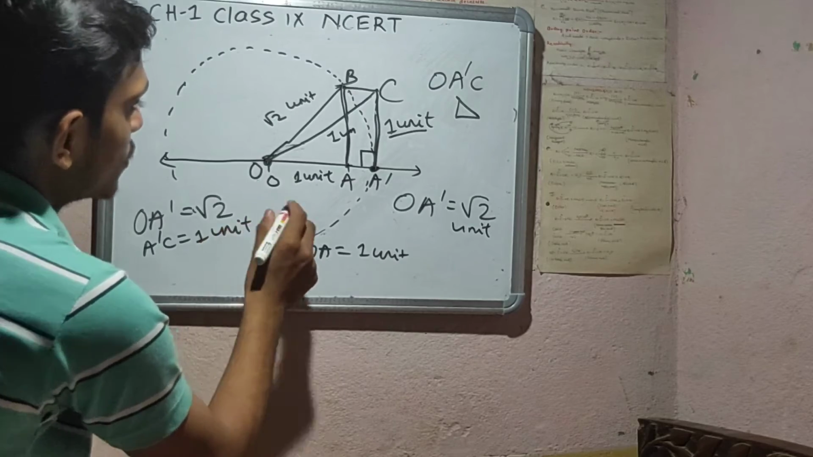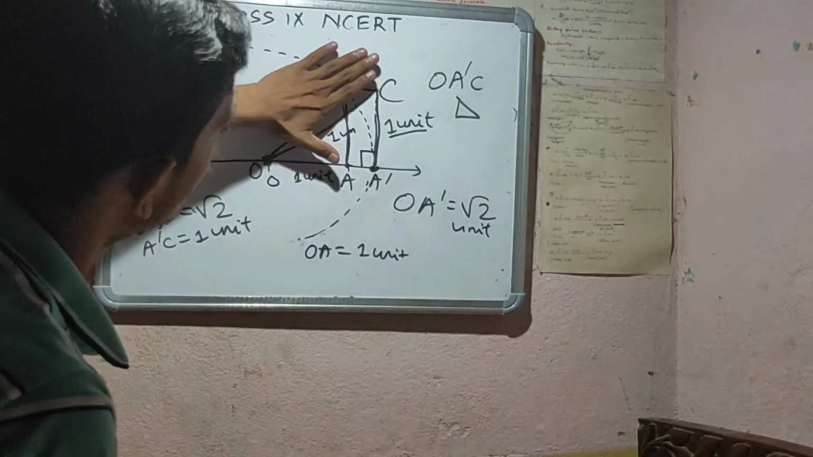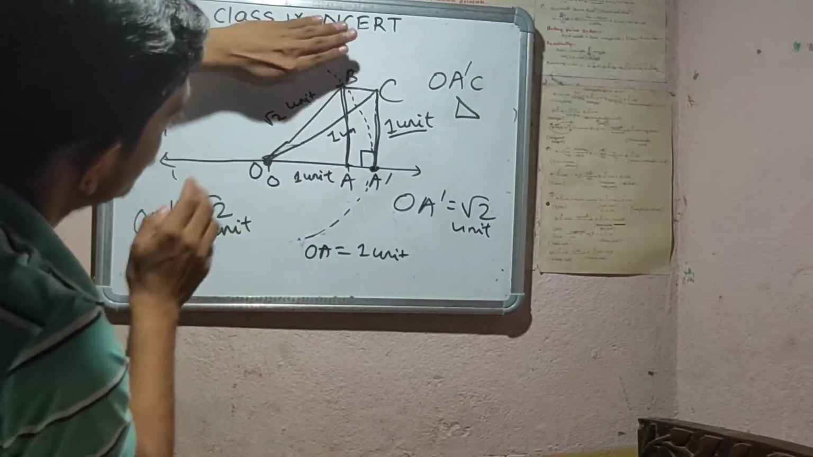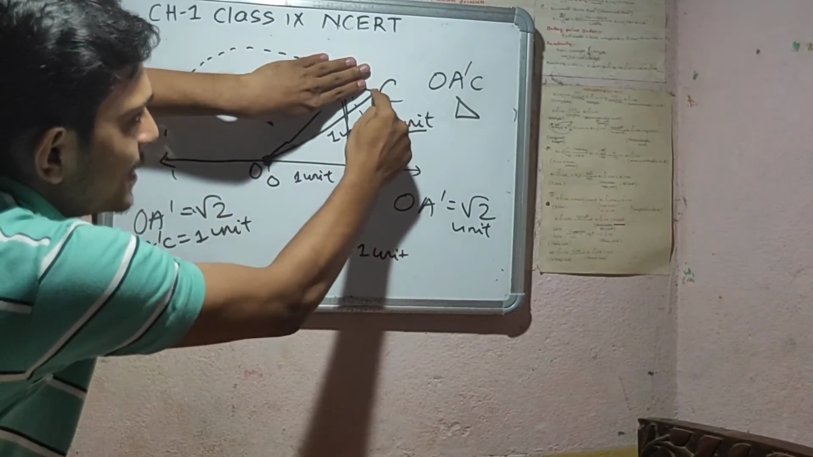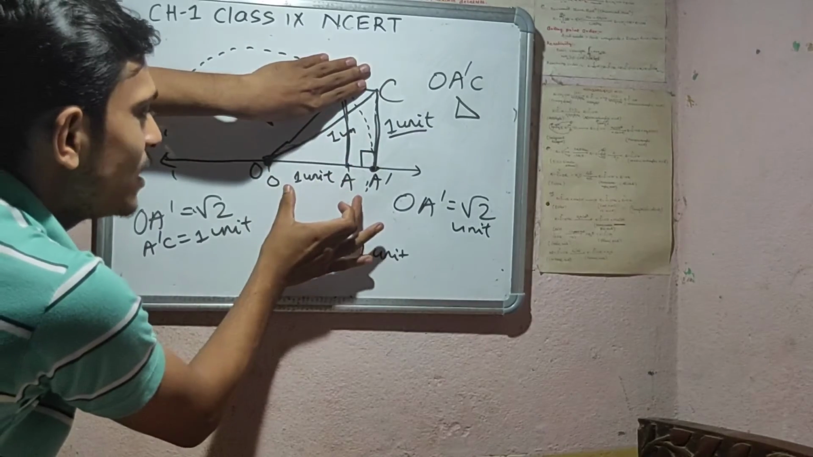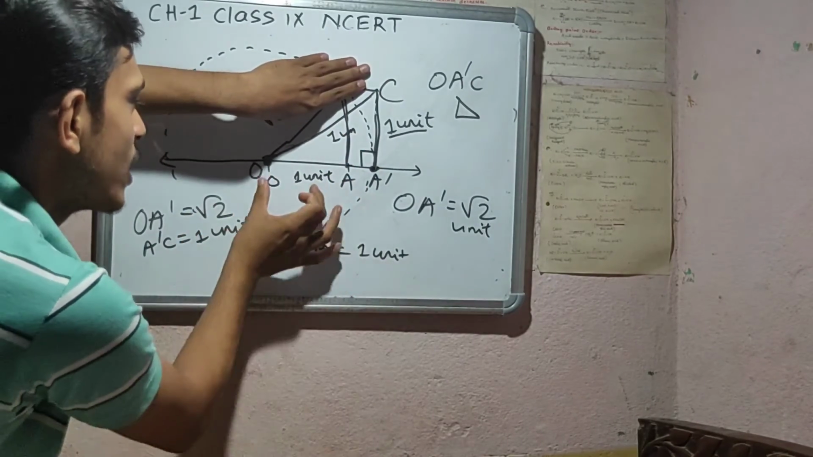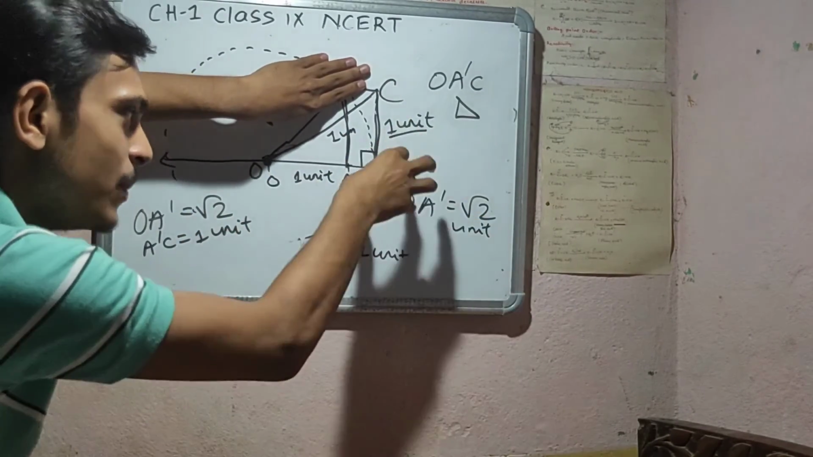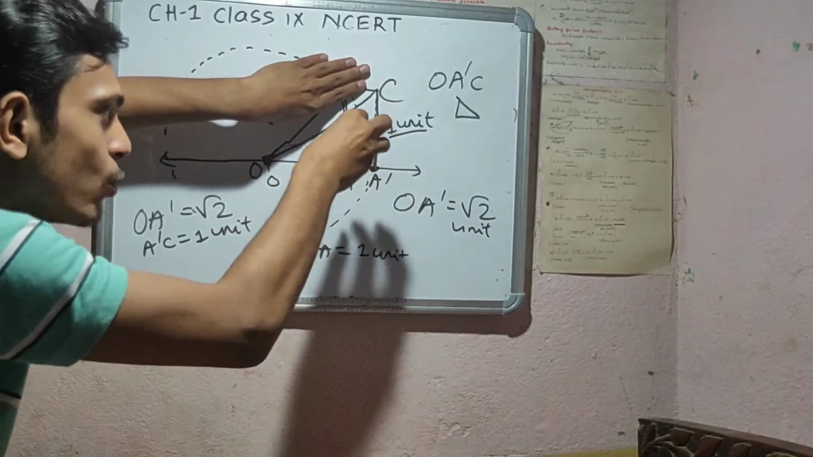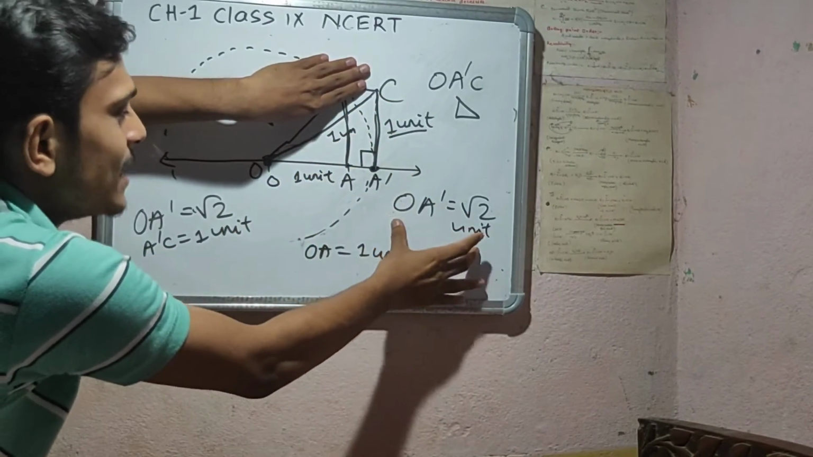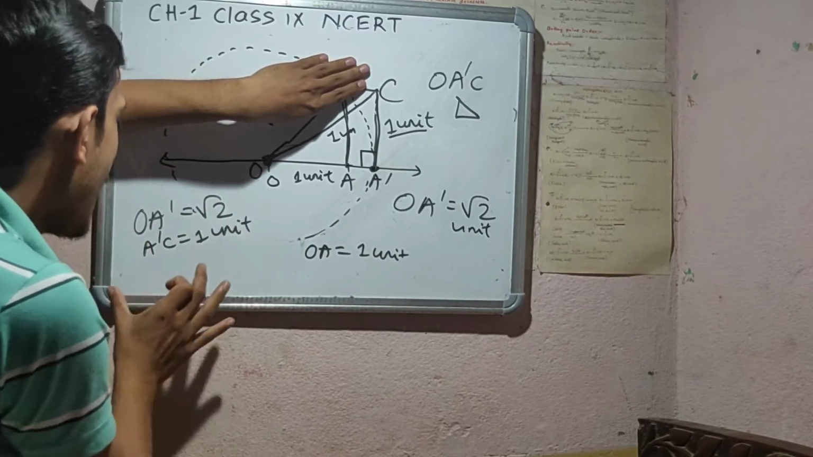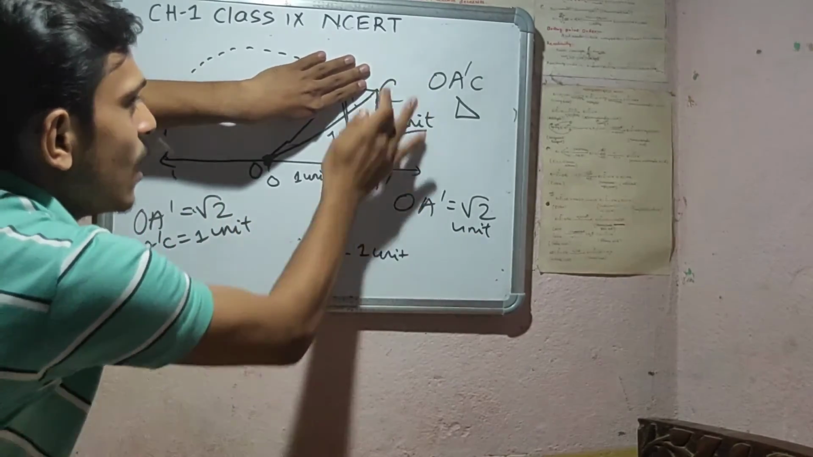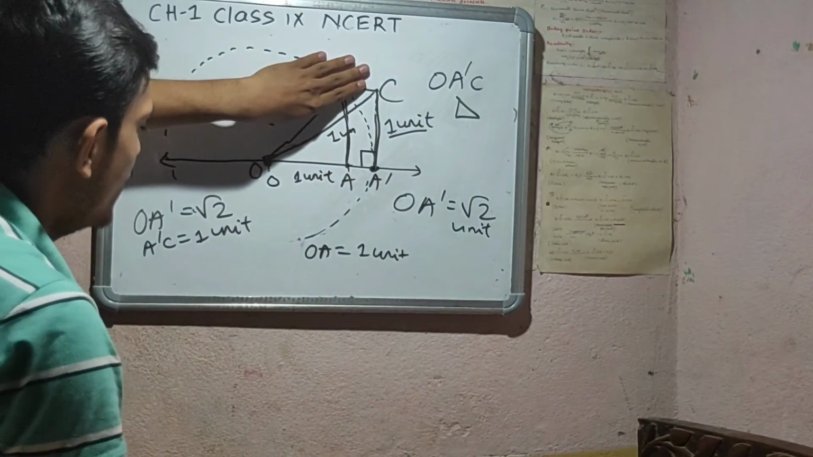So see, this is the right angle triangle, OA dash C. This is a right angle triangle having the base equal to root 2, because OA dash is root 2 unit. In the previous, when we represented root 2 on the number line, we saw that OA dash is root 2 unit. So OA dash is root 2 unit, and A dash C, the perpendicular or the P, this is the P value.